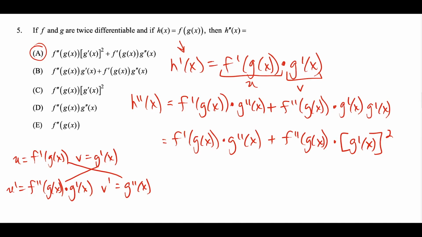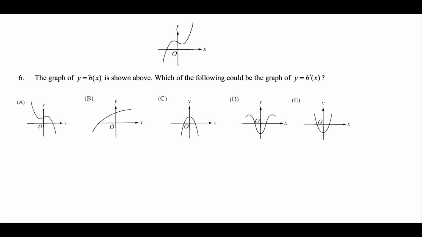So choice A for question 5. Okay, for this question here, we have a graph of h of x. So I'm just going to write h of x over the graph here. And we want to know which of the following answer choices could be a graph of h prime. So all of these are potential graphs of h prime.